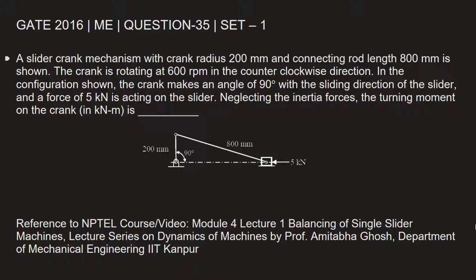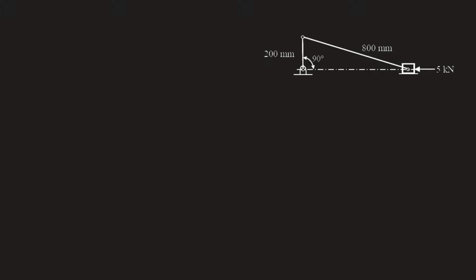The crank makes an angle of 90 degrees with the sliding direction of the slider and a force of 5 kN is acting on the slider. Neglecting the inertia forces, the turning moment on the crank in kilonewton meter is dash. Let's find out. Now we need to find out the turning moment on the crank.